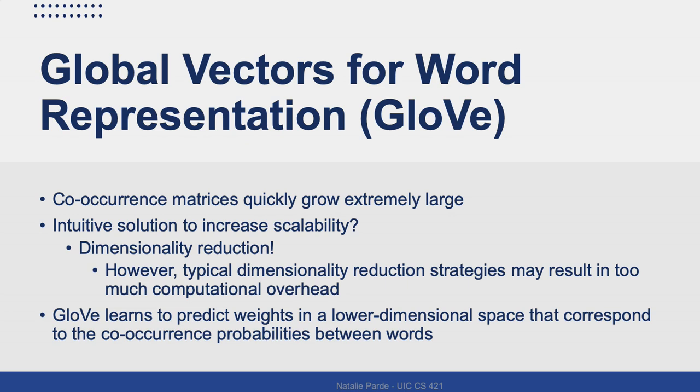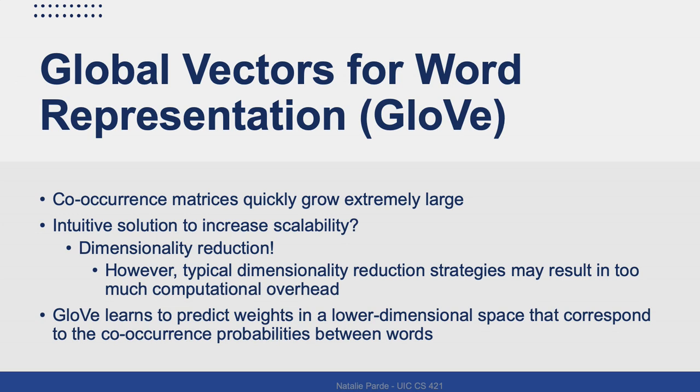The reason why glove embeddings combine aspects of predictive models with the count-based paradigm is that with count-based models, co-occurrence matrices can quickly grow extremely large. We can easily envision that if we take a large text corpus, like all of Wikipedia, we would need to create an n by n dimensional vector where n is equivalent to the vocabulary size of all of Wikipedia. That's simply not scalable. An intuitive solution to increase scalability would be to perform dimensionality reduction on our very high dimensional representations, but given their size, even typical dimensionality reduction strategies may result in too much computational overhead.